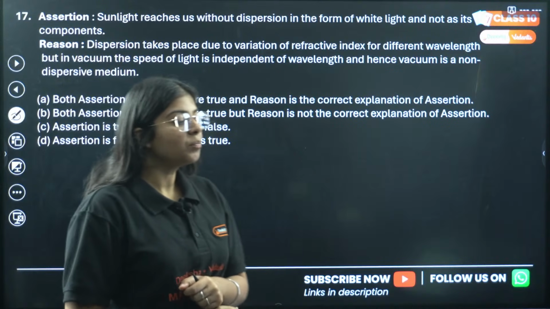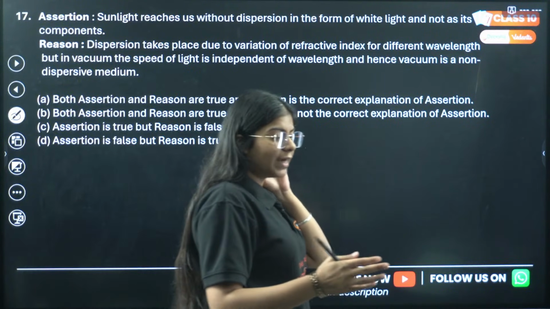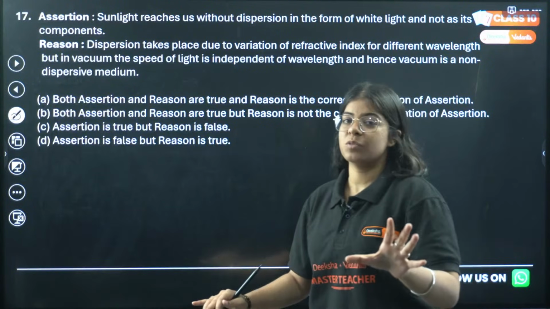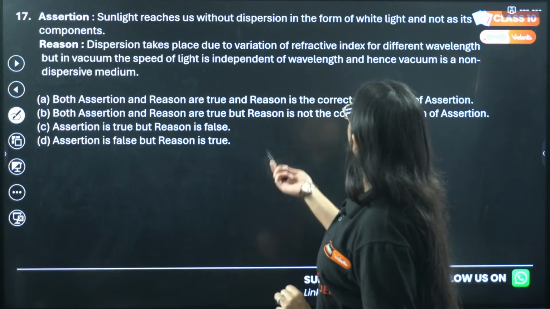Why I am trying to give you so many questions of light is also because it's a very high weighted chapter. A lot of questions will come from this particular chapter. And this is actually human eye, I guess.